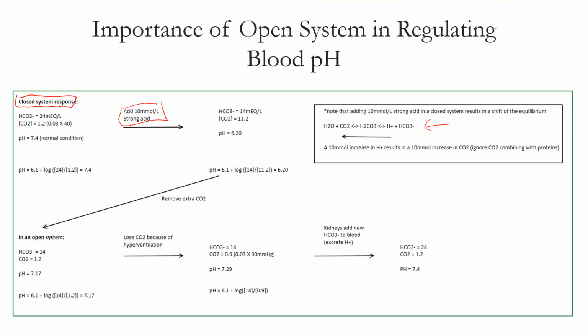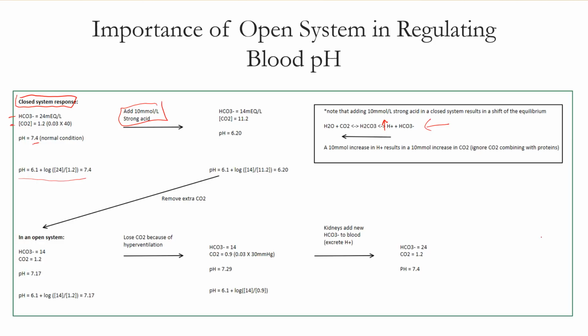Okay, now if I add 10 millimoles of a strong acid, bicarb is my buffer. So remember, we're starting out normally, bicarb is 24 milliequivalents. The CO2 is 1.2, so that's the 0.03 times 40, which we went over in the previous slide. And if we plug that into our Henderson-Hasselbalch equation, that comes out to a pH of 7.4. Okay, so that's all our standard conditions there. Now we add 10 millimoles of our strong acid. When you add 10 millimoles of a strong acid, you're essentially adding a large increase in the amount of free protons.